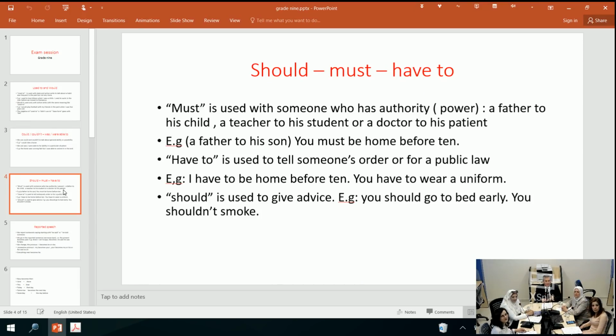Now, should is used to give advice. Example, you should go to bed early. You shouldn't smoke. With the first two, the addressee may accept my advice or maybe not, so it's not obligatory, while in the first two it's obligatory. So have to and must are for obligation. Should is for advice.